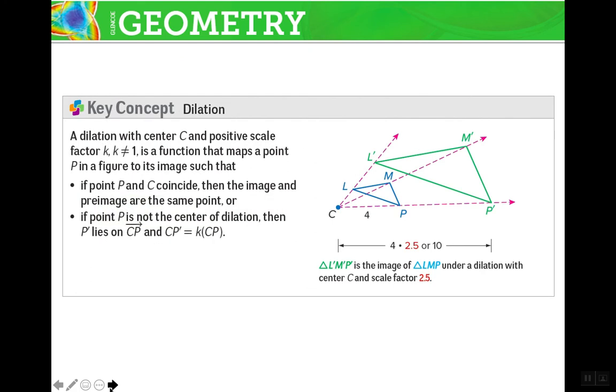So basically a dilation is when an object gets larger or smaller. The factor by which it gets larger or smaller is called the scale factor. And if that is greater than 1, then your image or your pre-image is getting bigger. And if it's less than 1 but greater than 0, then it's going to be getting smaller. So if you have a scale factor of 1/2, your object is going to be, in a sense, half the size of what it originally was.